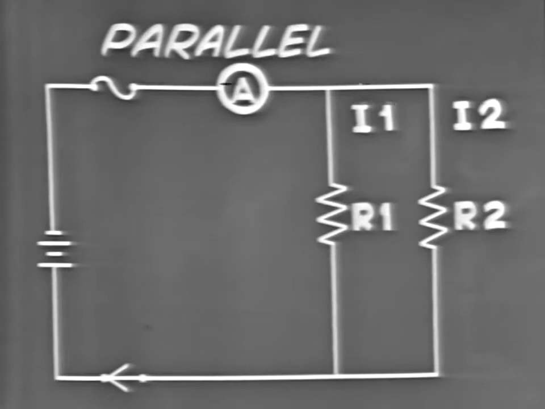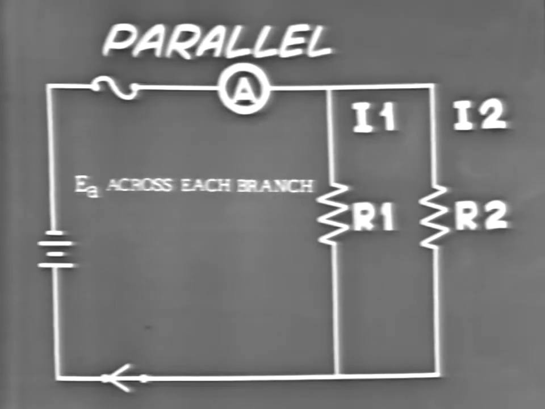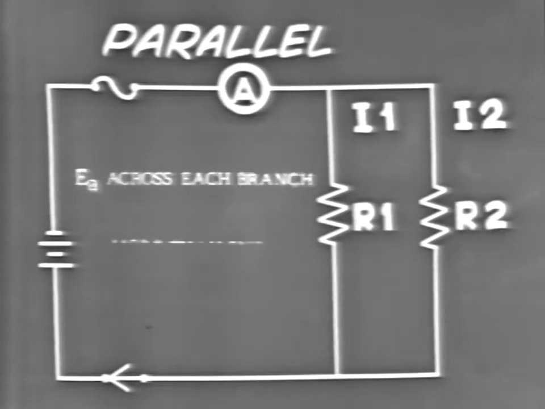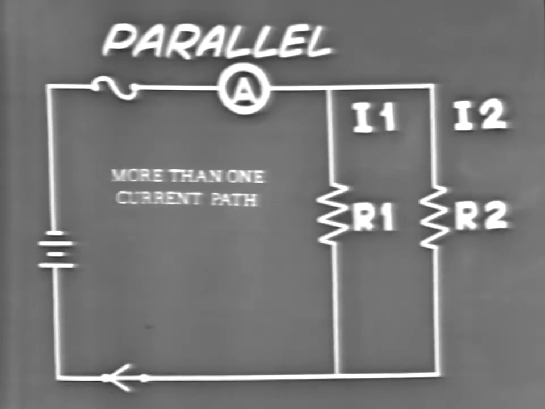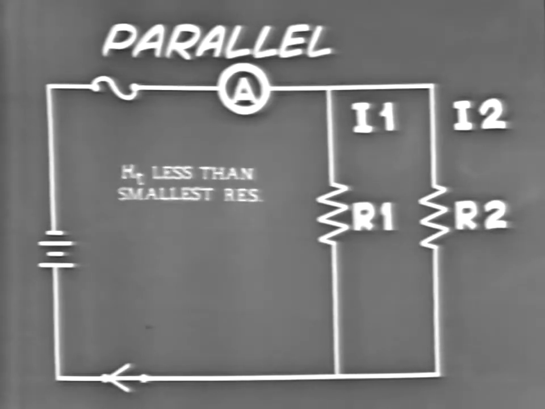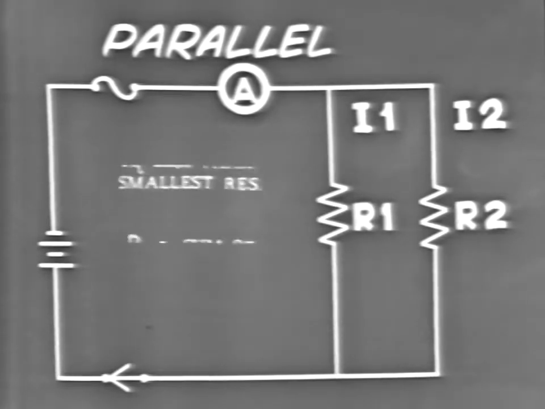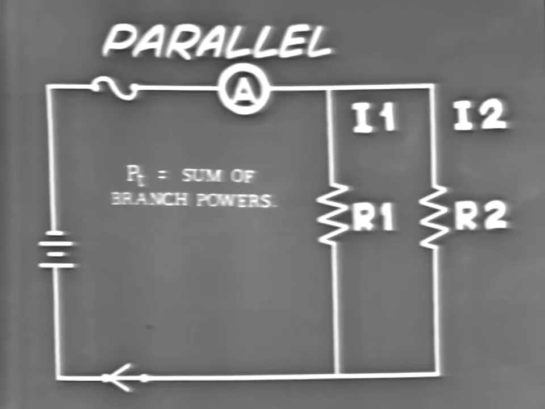Let's go over some important points to remember about a parallel circuit. The applied voltage appears across each branch. There's more than one path for current. Total resistance is always less than the smallest branch resistance, and the total power dissipated is equal to the sum of the power dissipated by each branch.